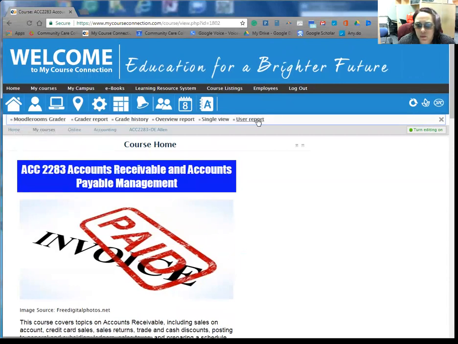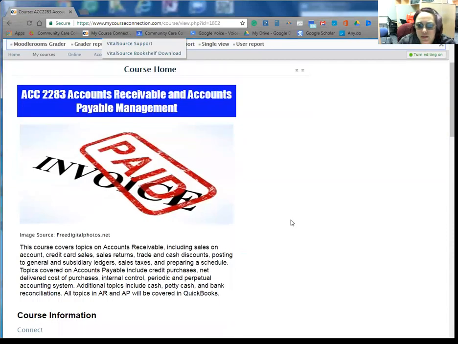If you want to access your grades, you can always go to this little A right here. And you guys know the user report, the single view, the overview report gives you kind of an idea. I think you guys have the single view and the overview on your guys's. Here's how to access your book. This is one way to access your book. You can click on it and access it.